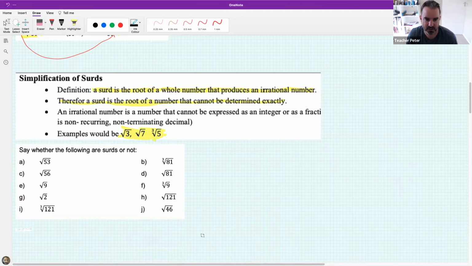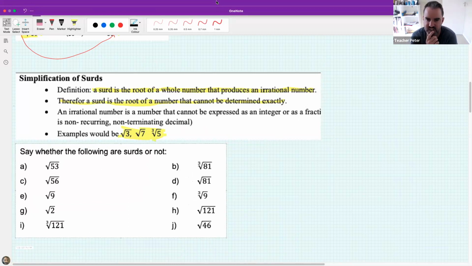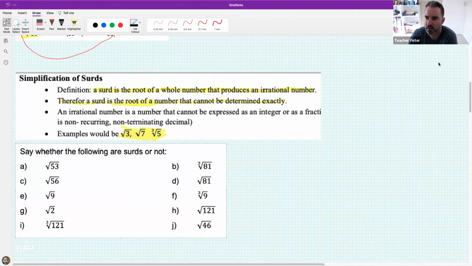Because one of the things about a surd is that generally when we put it on our calculator, it should come out messy, like an irrational number. Okay, what are we getting? I'm waiting for the chat. Messy or neat? Messy, yes, messy.